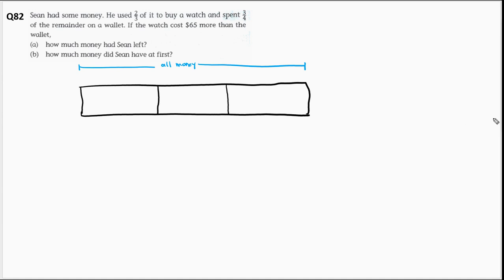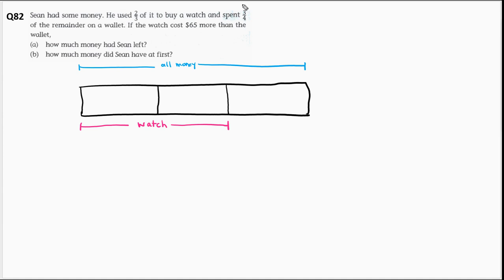Okay. So let's do this. So this 2/3, we can see that that's 2/3. We can see that that's these two parts here. Okay, right. Now what do we have?